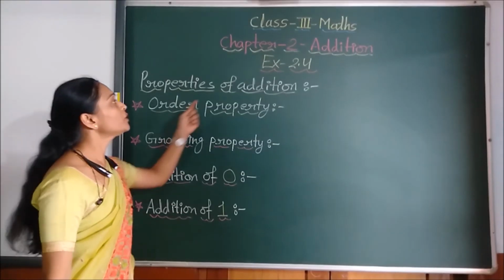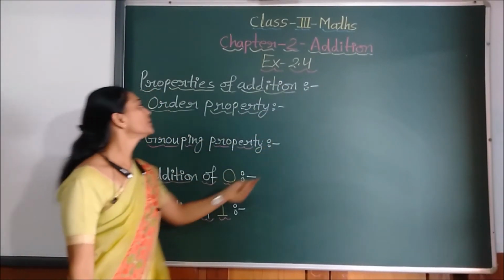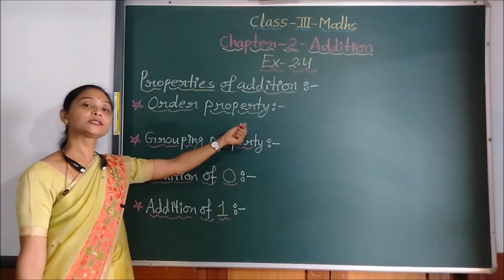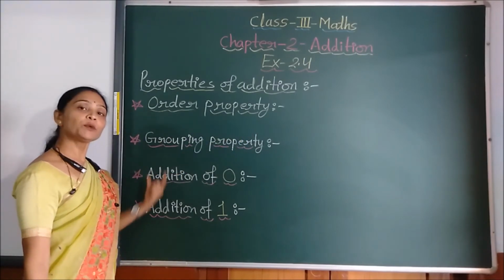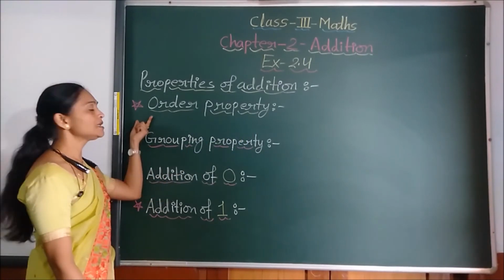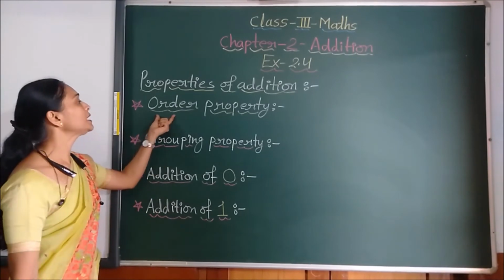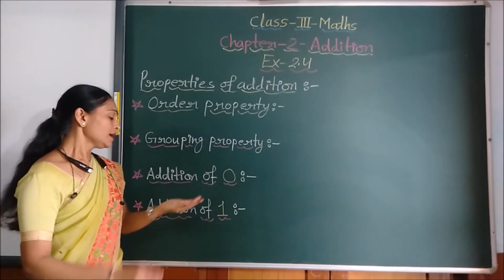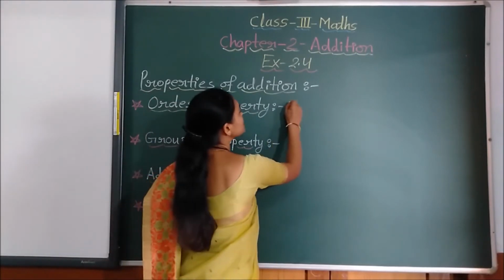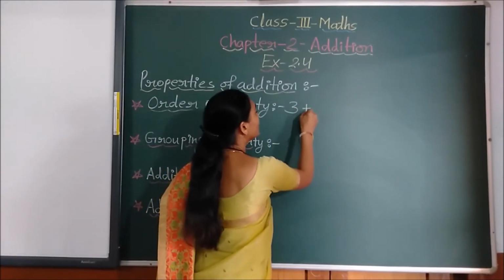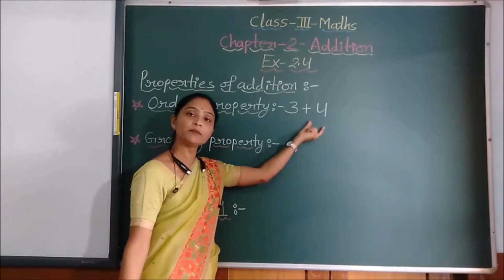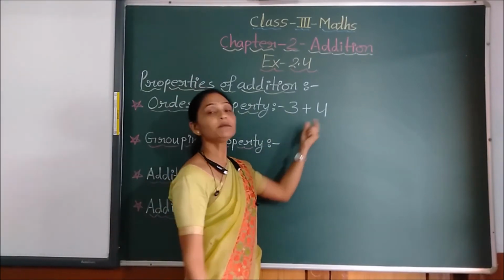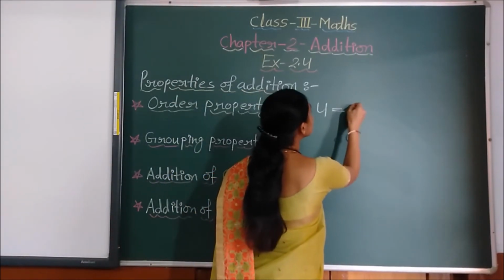Now children, before moving to exercise 2.4, let's see properties of addition. See children, we are having 4 properties of addition. We will see one by one. First property is order property. Now what is order property children? See, if we have two numbers, see 3 and 4, and we are adding these two numbers, then see what is the sum?